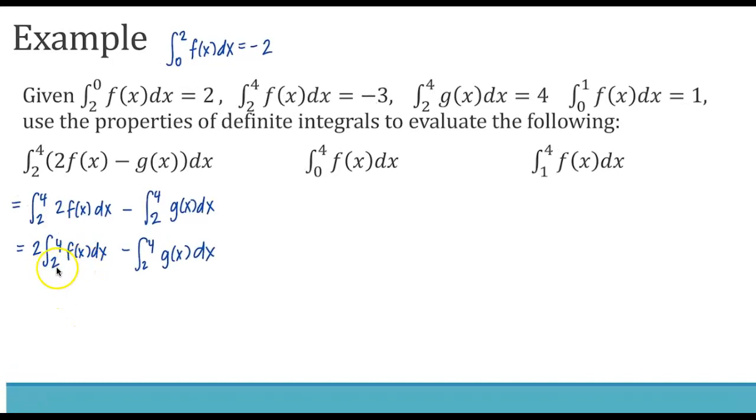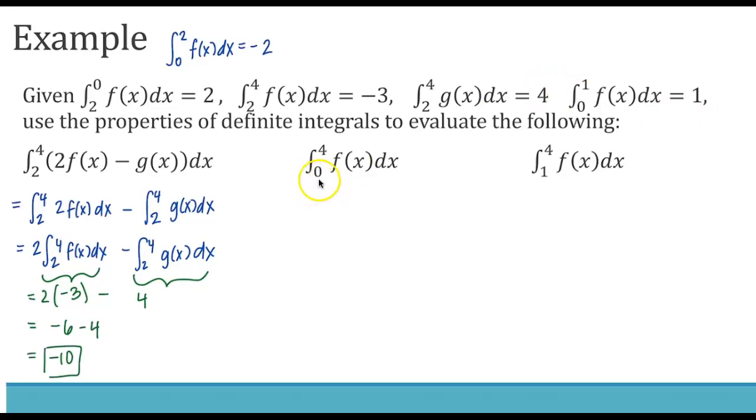And we can replace each of these definite integrals with a numerical value. The integral from 2 to 4 of f of x dx, that whole thing, can be replaced with negative 3, and that's multiplied by that 2 in front, minus the integral from 2 to 4 of g of x dx, that whole thing can be replaced by 4. So we end up with 2 times negative 3 is negative 6 minus 4, an overall answer of negative 10.